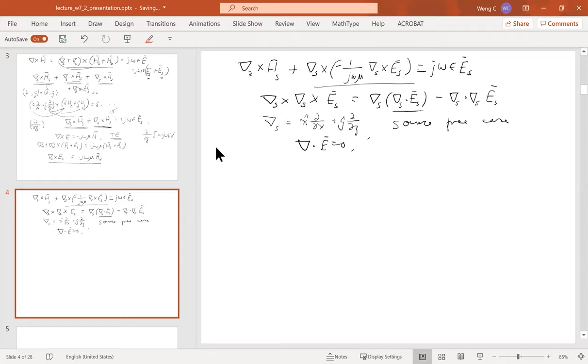But we are dealing with the TE case. If the TE case is being considered here, then E_Z is equal to zero.